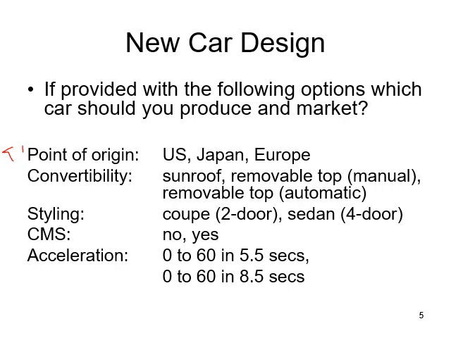Okay. Attribute number 2 is convertibility, which is, does it have a sunroof, does it have a removable top, or is it an automatic convertible, right? Something that you push a button and the top comes down. Okay, that's one of the attributes that you could have. Another attribute that could be important to you is the number of doors in the car.